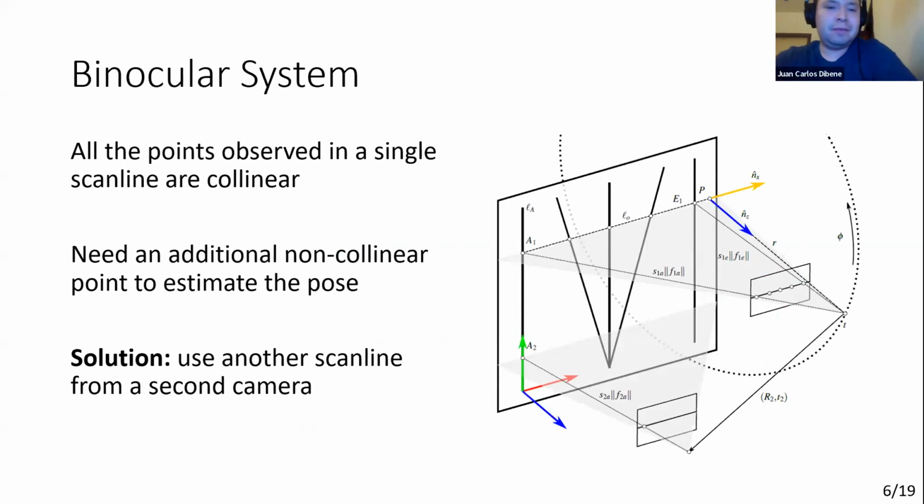So the reason we have to use two cameras is that our marker is planar. Because of this, all the observations in a single scanline will be collinear, which is a degenerate configuration for pose estimation. So by using a second camera, we are able to obtain an additional non-collinear point, which we can now use to determine the 6 degrees of freedom of the pose.